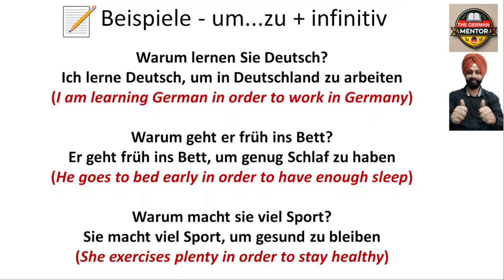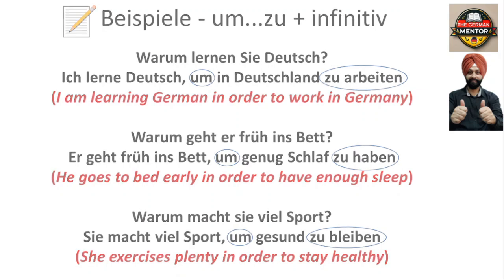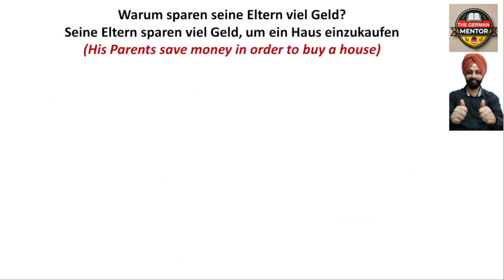So friends, when the question is asked with warum, then we use um zu plus infinitive in the subordinate clause. So you can see here the subordinate clause starts with um and zu plus infinitive goes at the extreme end, which I have just explained to you. You do not need to conjugate the infinitive verb. Now see some more examples. Warum sparen seine Eltern viel Geld?